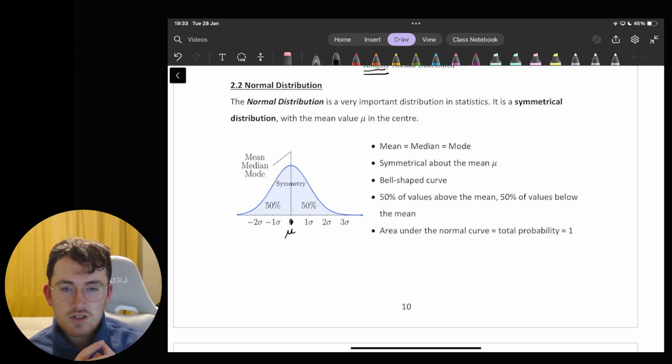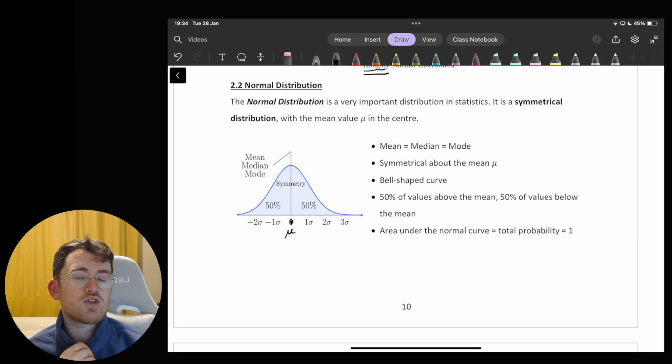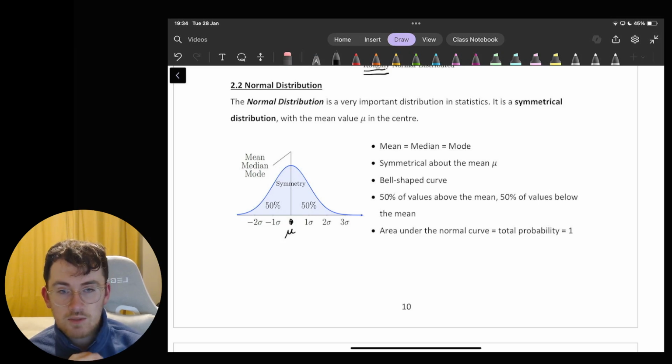Because it is symmetrical, the mode, the most common value, is in the center. The median, the middle value, is going to be quite central, and then because of the symmetry, the mean also falls at that same value. So in a perfect distribution, those three end up being the same value. Our distribution, as we said, is symmetrical and follows that bell-shaped curve. 50% of the information is above the mean, 50% below the mean, again tying back to the symmetry.